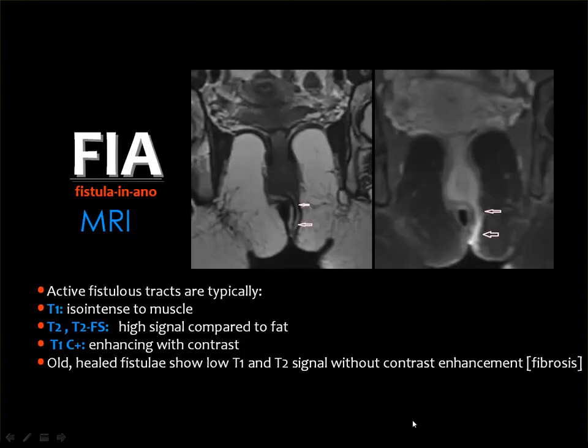Then the anal fistula will appear of relatively low signal in the T1 weighted image, and it will show high signal in the T2 weighted image because of the fluid present inside the fistula tract. And if you inject contrast, it will show enhancement, which indicates that the fistula is active. And the fistula, whenever it is old or healed, you get low signal in the T1 and the T2 weighted image with no contrast enhancement, indicating the development of fibrosis.